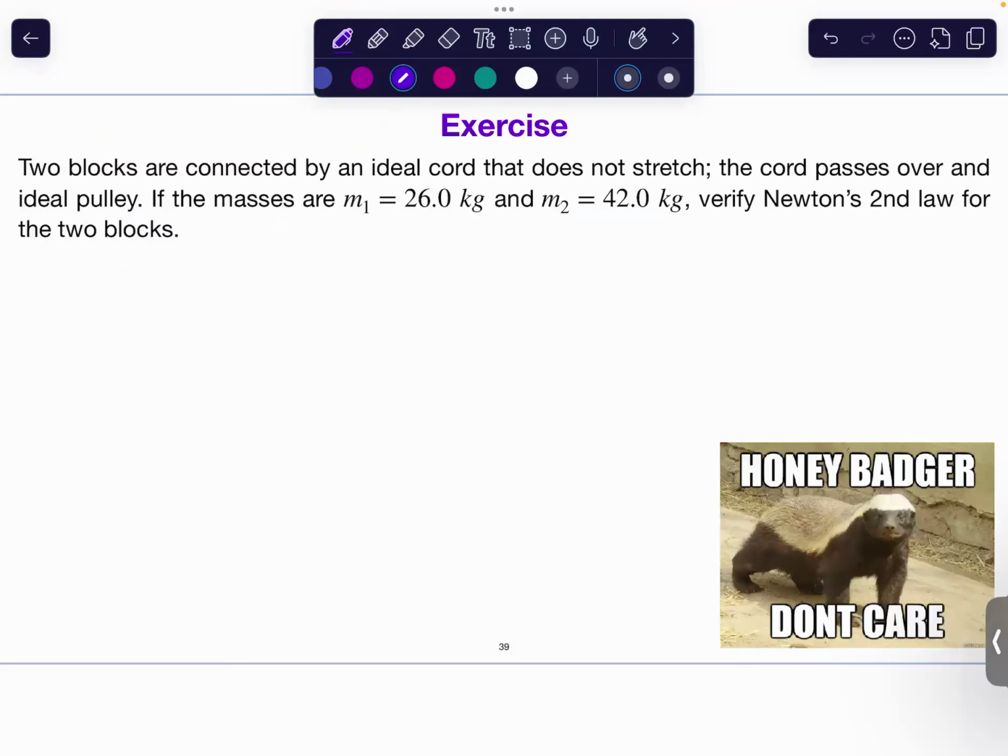Now this one is your standard Atwood machine. Most people hate this one, and you'll see why. Okay, so we'll try to make it as painless as possible.